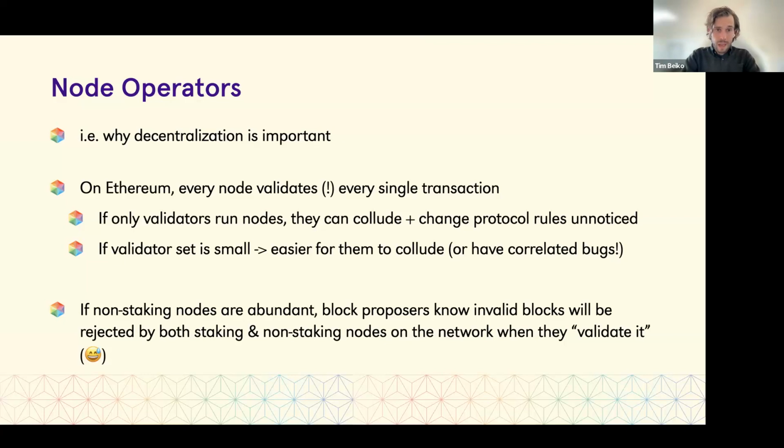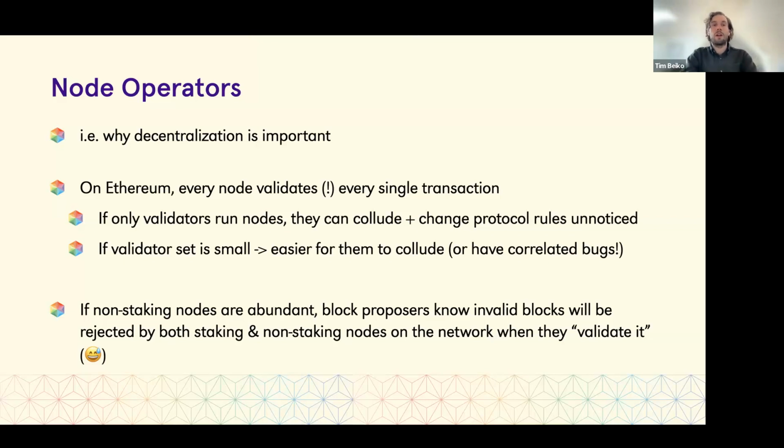And so if you have a blockchain where only the validators are the ones running nodes, they can all collude together and change the protocol rules without anyone else noticing. Similarly, the smaller your validator set is, the easier it is for them to collude, or in a less nefarious way, just to have a coordinated bug that affects all of the network.